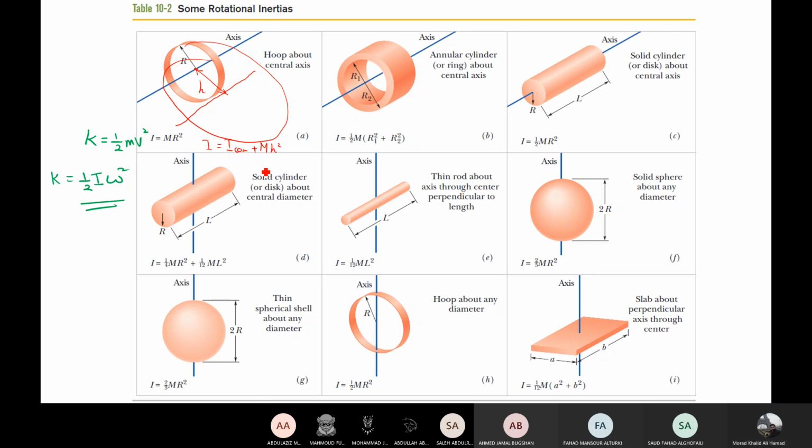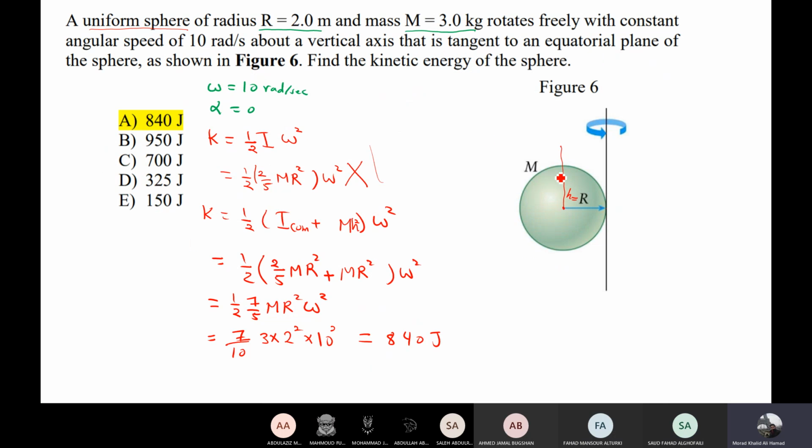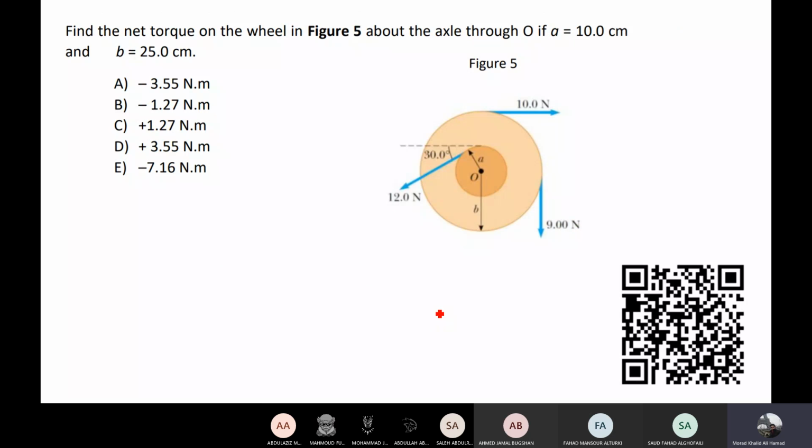Okay, this is good, the idea in this question. I mean, note here the rotation is at the edge. If the rotation is at the center, no, we use only 2/5 m r squared without this term. Okay. Then did you study the torque?